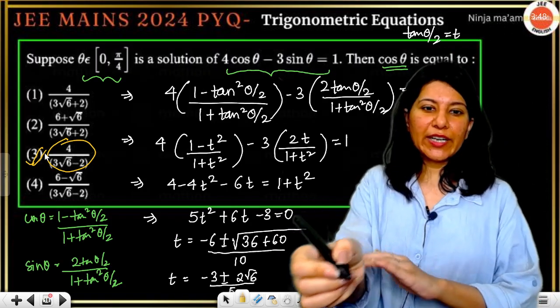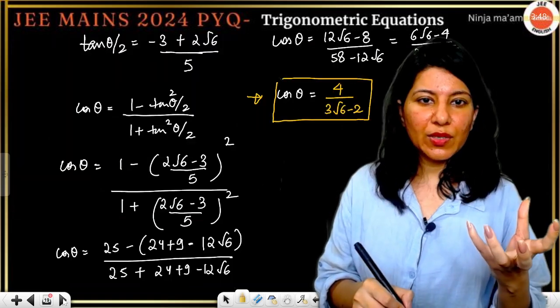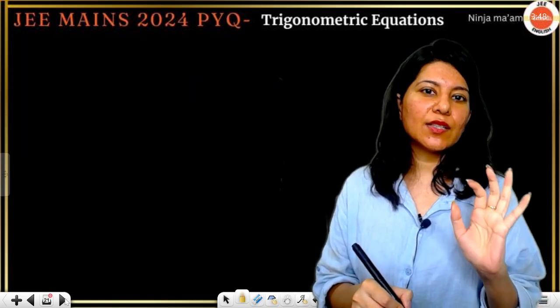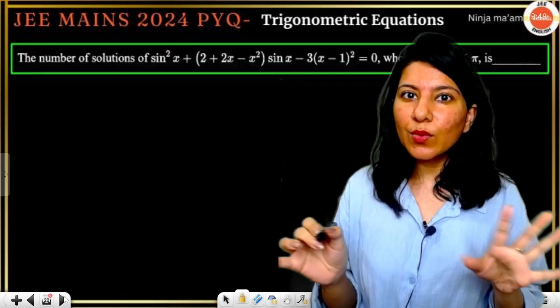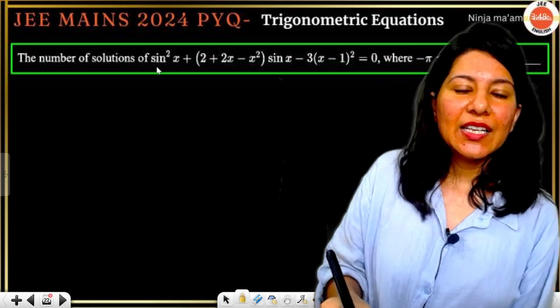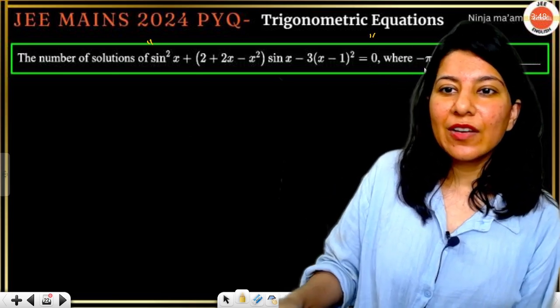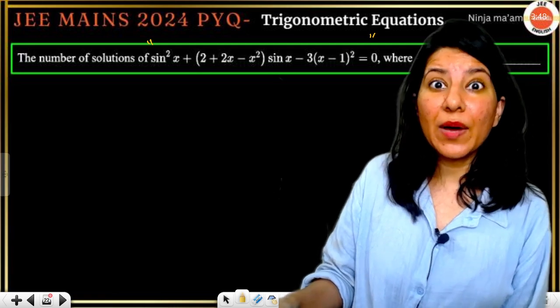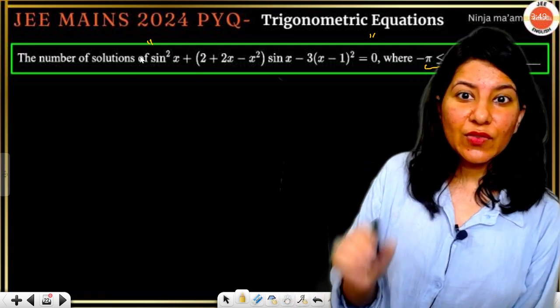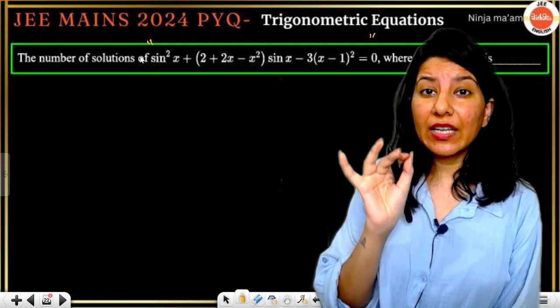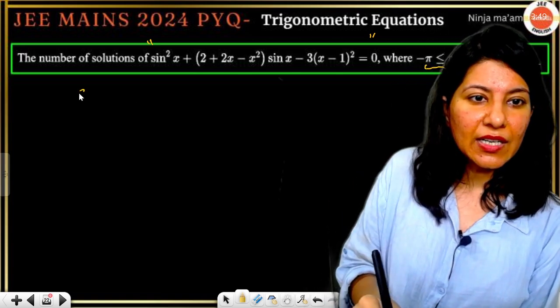Okay. All right. So yes, a little bit of calculation was involved in this question. I would say it is a beta type question. Now, the last question. Okay. The last question says: find the number of solutions of this equation where x is from minus pi to pi. So we need to have very good observation skills over here.